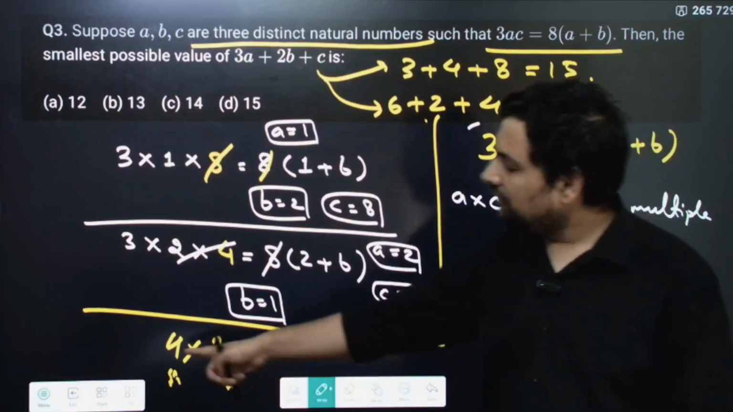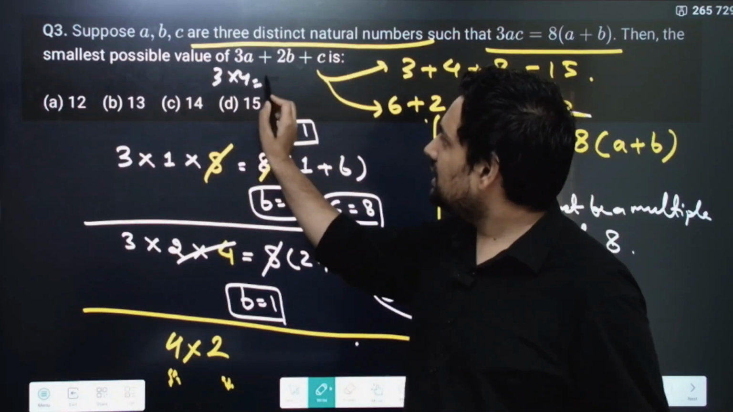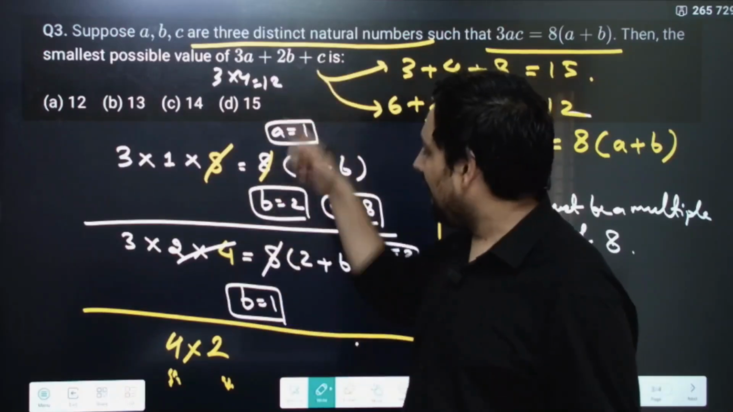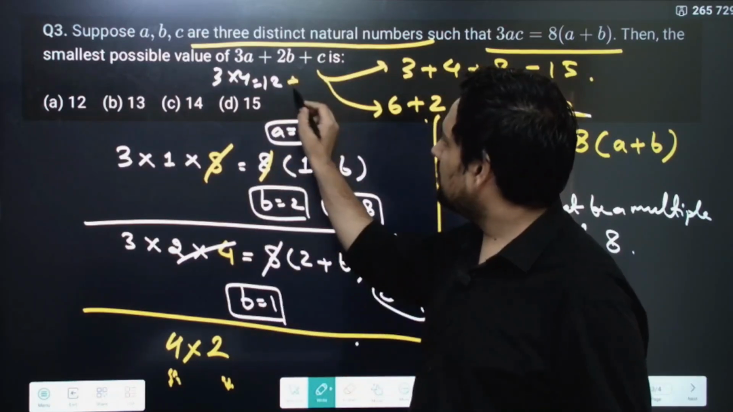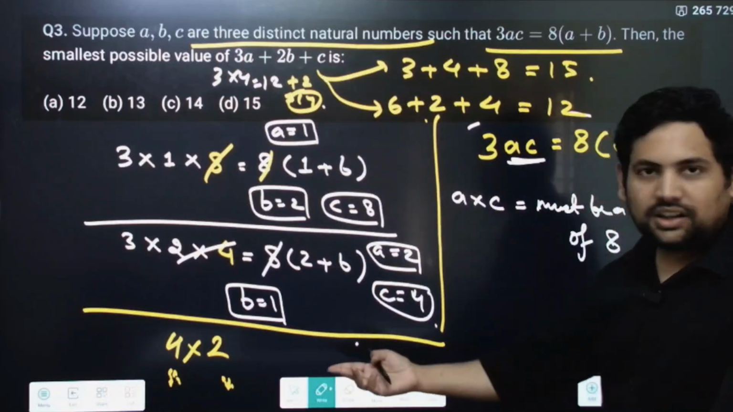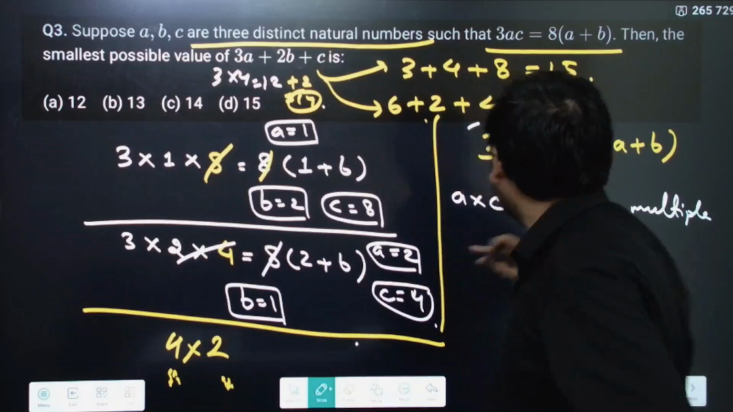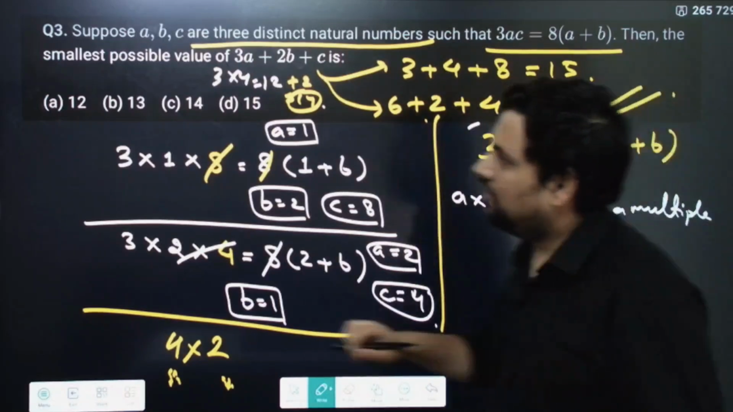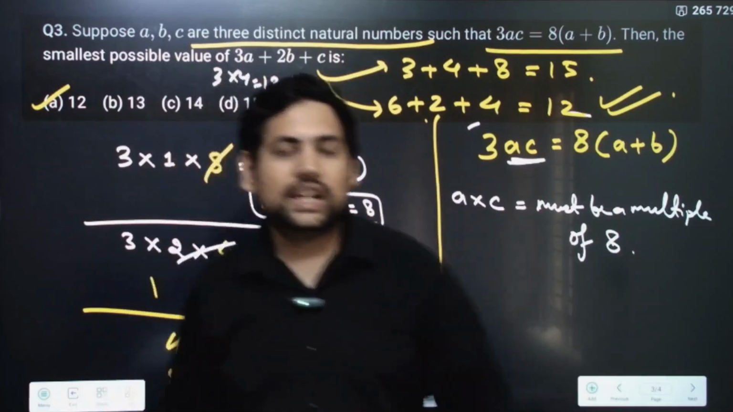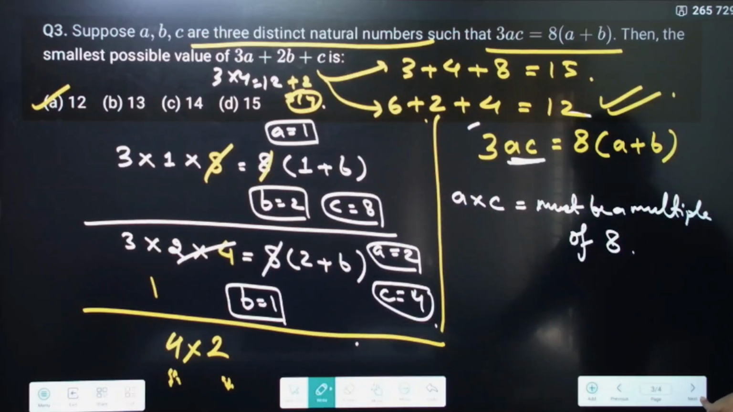So here, if I put 4 and 2, now you just see 3 into 4, this itself becomes 12. And then you add C, that is 2. So 12 plus 2, 14. So anyway, this becomes a very big number. Similarly, if you take any bigger number, it will always give you much bigger values. So what is the smallest? The smallest that you got is 12. Answer becomes A.